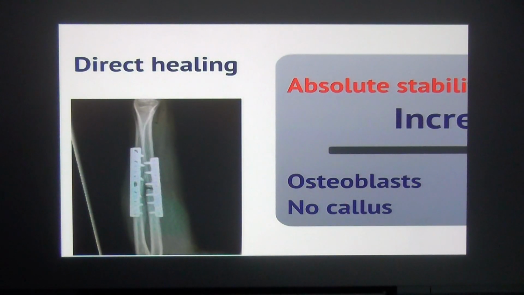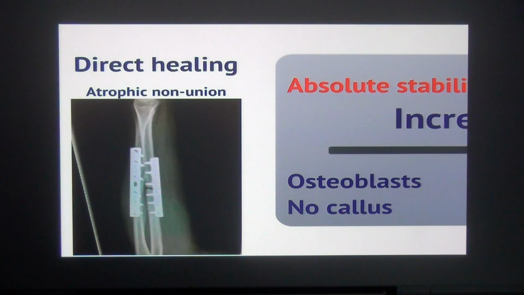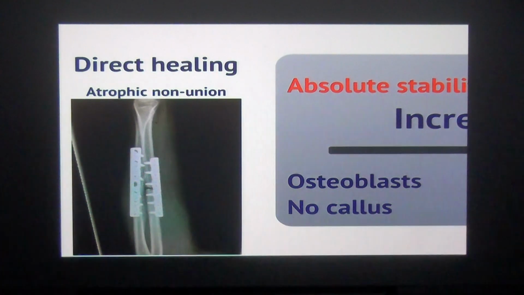And if you're going for direct healing, it can be augmented by gap healing if you're lucky, if you leave a gap. Okay? But if you make too much of a gap, you end up with an atrophic non-union because the gap healing just can't close it up enough that an osteoclast can pass.